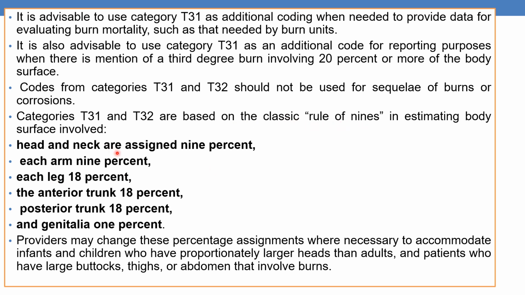Head and neck regions together are assigned 9%. Each arm is assigned 9%. Each leg is assigned 18%. The anterior trunk is assigned 18%. Posterior trunk is assigned 18%, and genitalia account for 1%. These are the rule of nines based upon the body surface involved. So depending upon the anatomical location, you can assign the percentage.